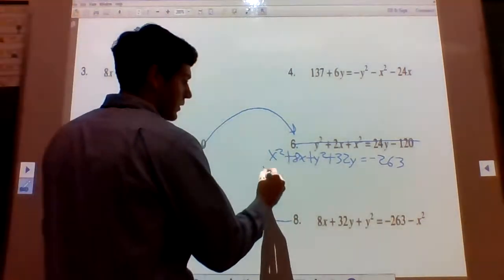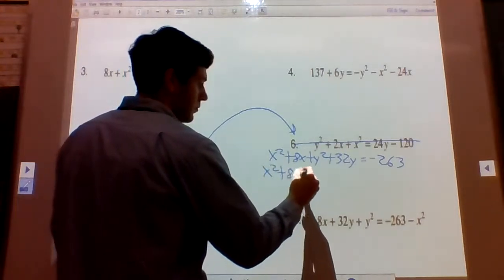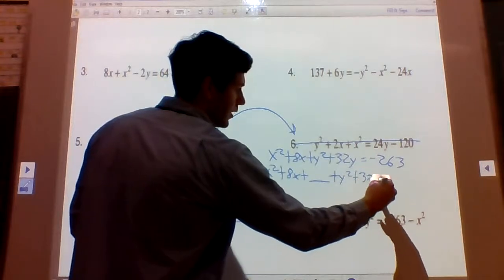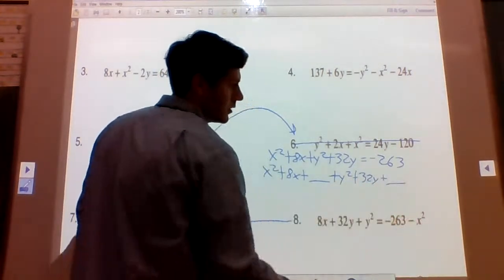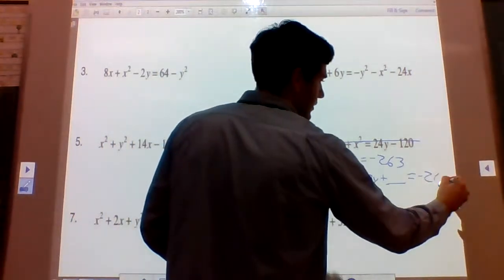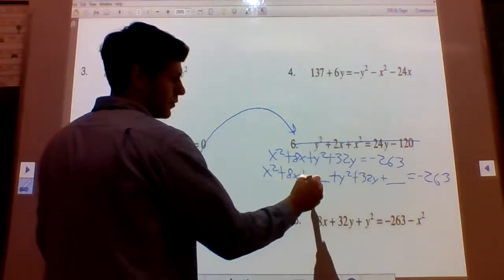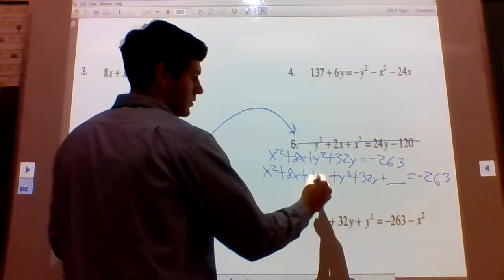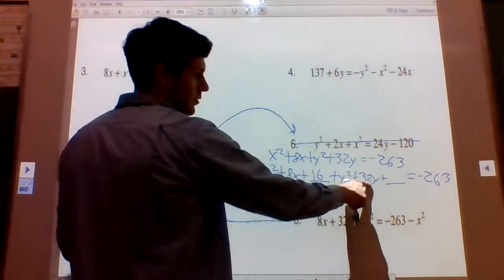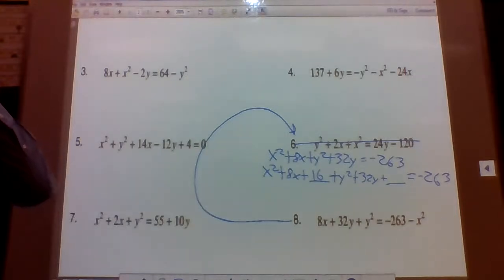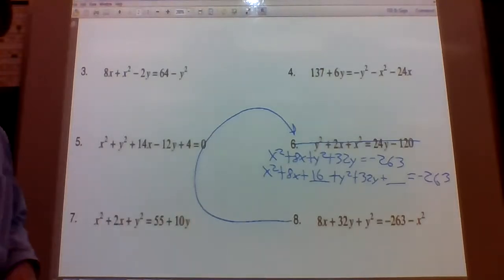So it's going to be x squared plus 8x plus something plus y squared plus 32y plus something equals negative 263. So 8 divided by 2 is 4. 4 squared is 16. 32 divided by 2 is 16. 16 squared is 256. Let me put it in the calculator just to make sure. Yeah, 256.